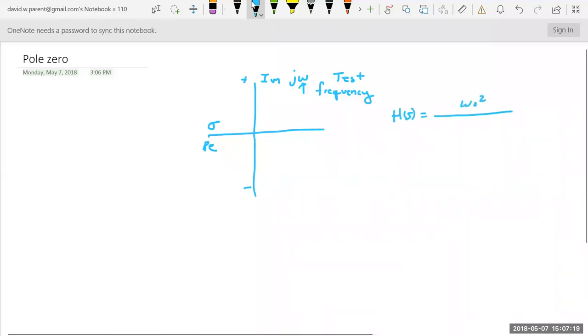For instance, let's use a low pass in standard polynomial form, right? But this can be rewritten as omega naught squared. And now, here's the thing. We did where we just had real poles, but let's put in a complex pole. Plus 0.707.